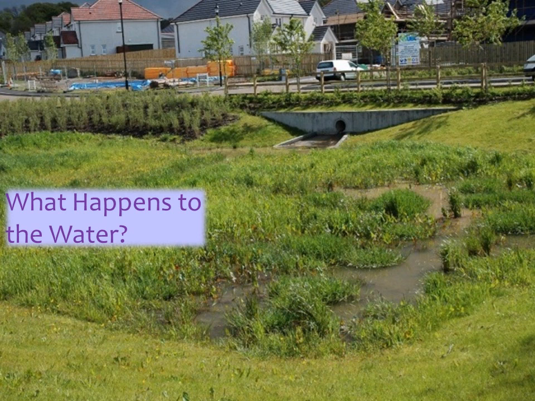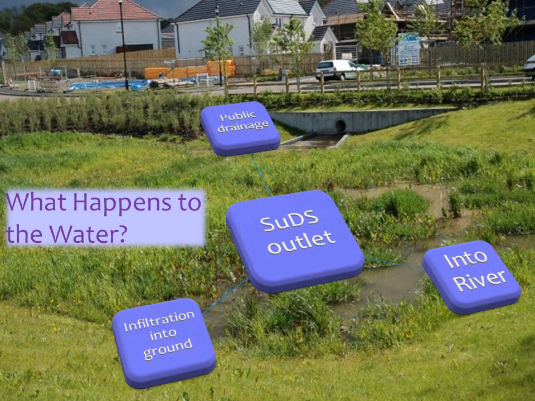The next important consideration when designing a SuDS system is what is going to happen to the water. If the ground percolation rate is suitable, then once the water has been cleaned through a suitable SuDS device, it could be allowed to infiltrate naturally into the ground. If the ground has poor percolation conditions, then other options may have to be considered.